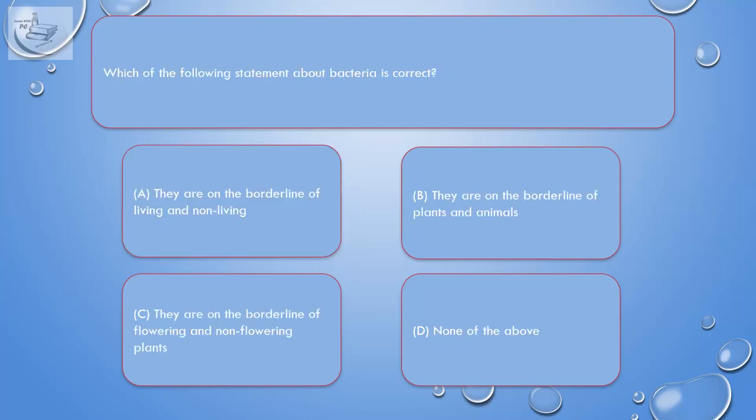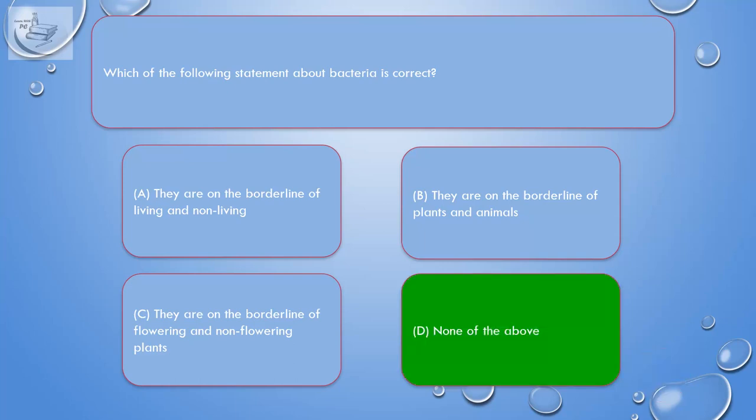Question: which of the following statement about bacteria is correct? A. They are on the borderline of living and non-living. B. They are on the borderline of plants and animals. C. They are on the borderline of flowering and non-flowering plants. D. None of the above. Correct answer is D. None of the above.